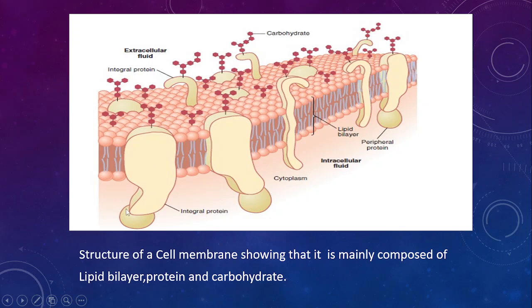But in the case of peripheral proteins, you can see that they are attached to integral proteins, either inside or outside, at the periphery of the integral protein. And these are the carbohydrates attached to the lipid. If carbohydrate is attached to lipid, it will be called glycolipid. Glyco means carbohydrate. If it is attached to protein, in that case it will be considered a glycoprotein.